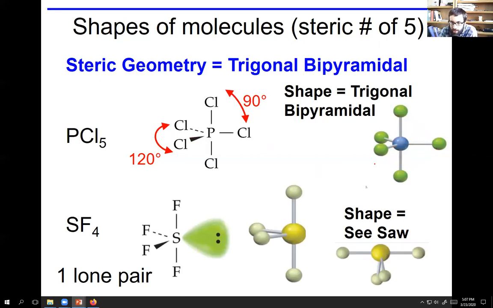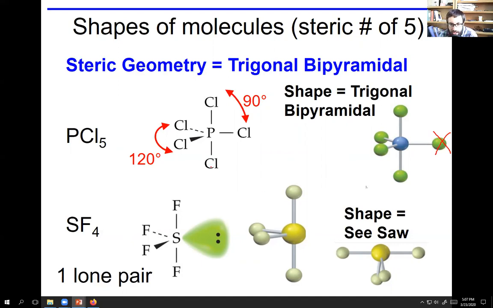But if you do have a lone pair, then you're going to have a different shape. It's going to be based on the trigonal bipyramidal geometry, but one of these atoms is going to be gone because it's a lone pair right now. And so it's going to look like this kind of funky shape. We call that a seesaw.